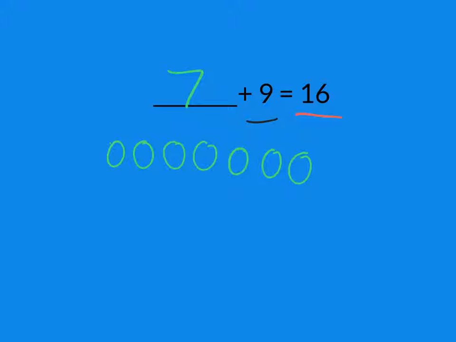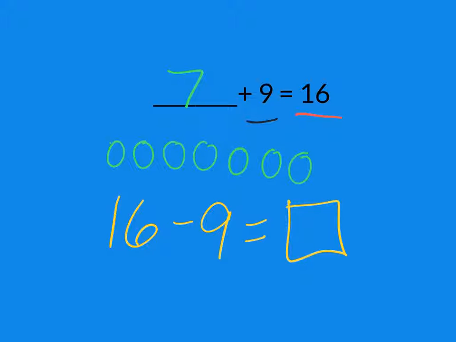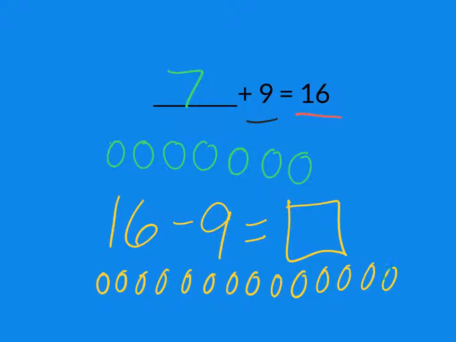I can use subtraction also to solve, so if you did that, it's an awesome way to do it. So I would start at 16. I'm going to take away my 9, and then I would find my missing addend. So I'm going to draw 16. 1, 2, 3, 4, 5, 6, 7, 8, 9, 10, 11, 12, 13, 14, 15, 16. Then I'm going to take away 9. 1, 2, 3, 4, 5, 6, 7, 8, 9. Now let's count what we have left. 1, 2, 3, 4, 5, 6, 7. I got the exact same as what was above, so that means I just checked my answer and it is correct.